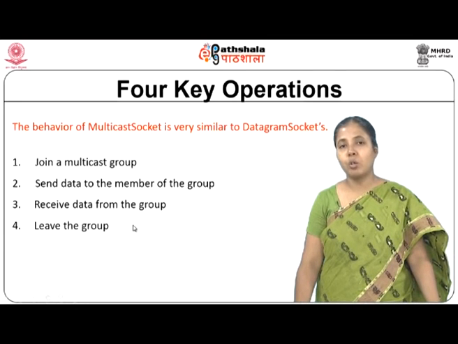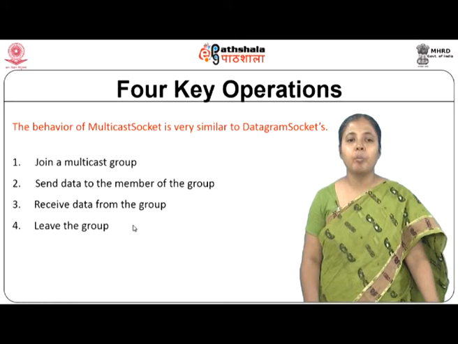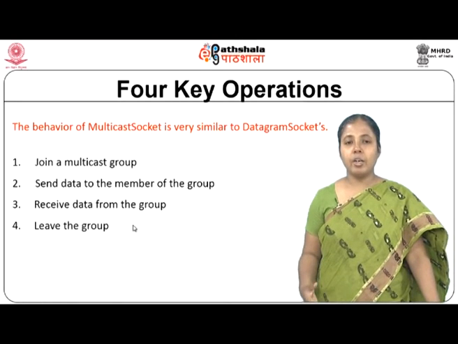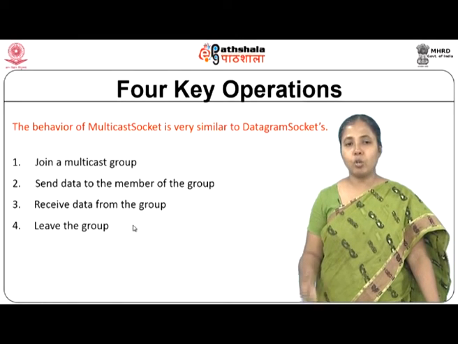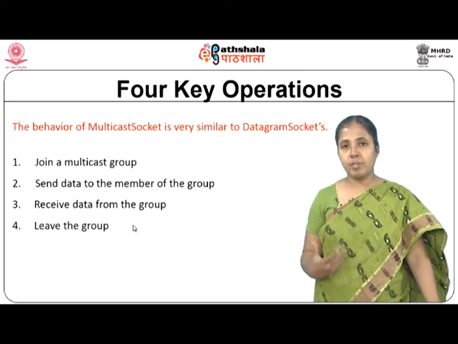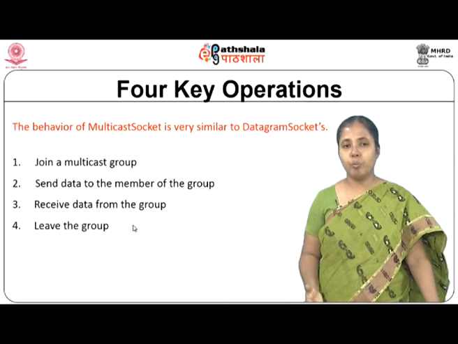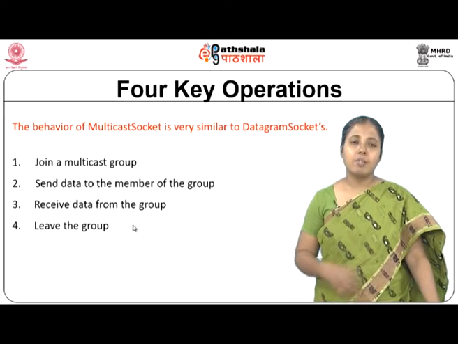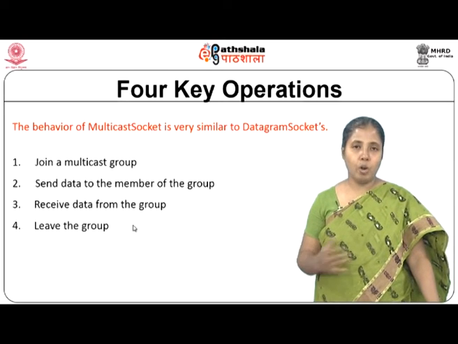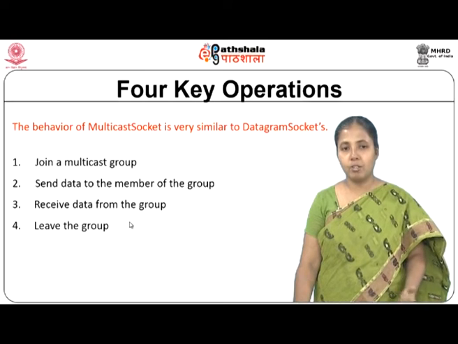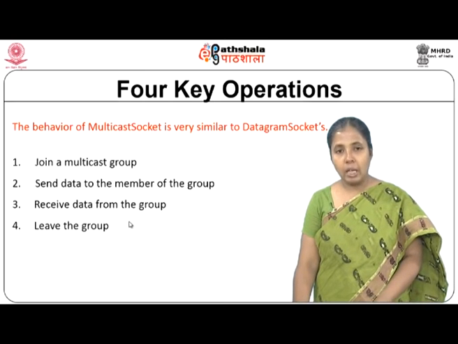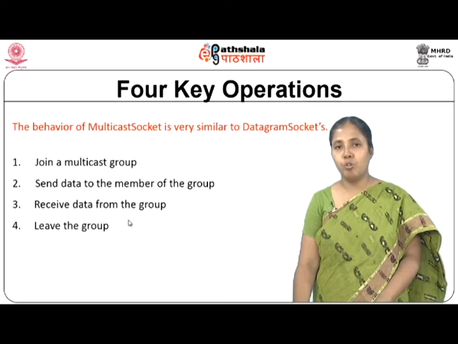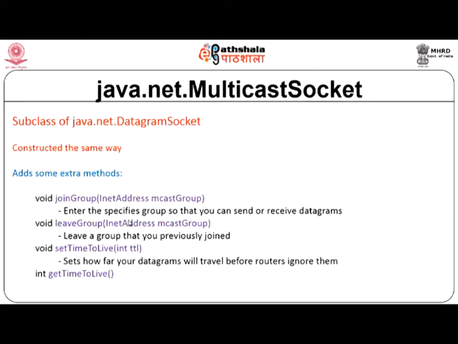The one who wants to get information has to join a multicast group, and we need to send the data to the members of the group. The group members can receive the data and they can all leave the group. So, in order to receive the information, they have to first join the group. One would send data to the group, others will receive data from the group, and everyone will leave the group. So, these are the 4 key operations. Joining and leaving the group are the ones that are different from datagram socket.